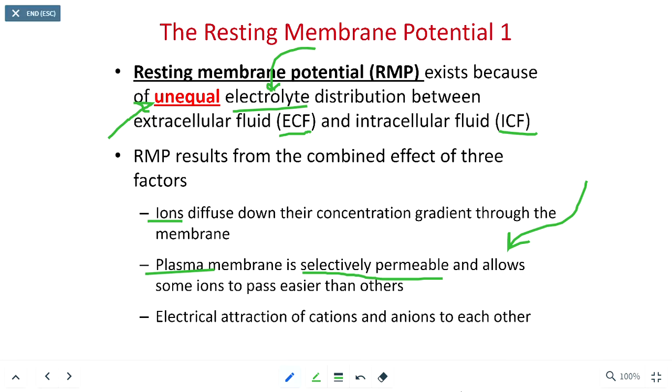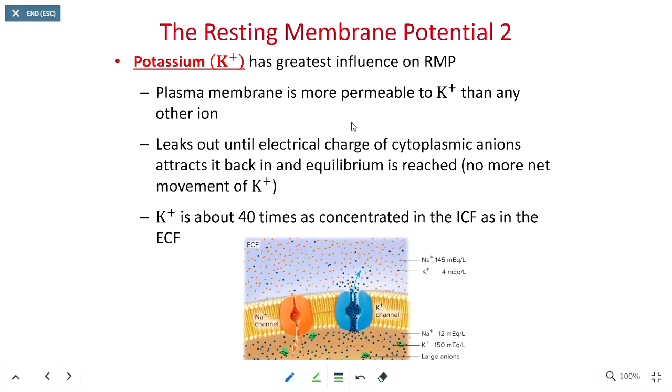As we're looking at our anionic proteins, negatively charged proteins stuck inside of the cell, those anions inside of the cell are going to draw cations from the outside to the inside of the cell to help influence resting membrane potential. Let's focus on potassium ions, the single greatest influence, or the single most important ion for resting membrane potential.